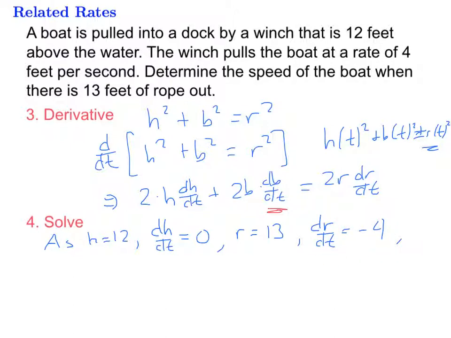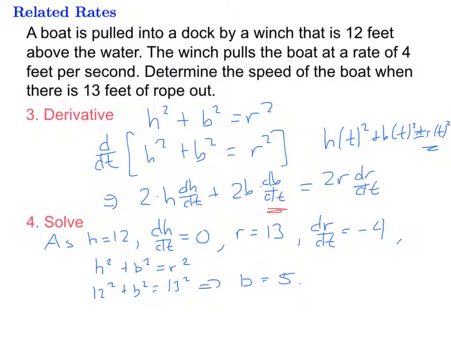The only thing is we still don't know what b is, but we're able to figure out what b is. We had the Pythagorean theorem before, and we had the equation h squared plus b squared equals r squared. So we know that 12 squared plus b squared is equal to 13 squared. And doing a little bit of solving, this tells us that b, of course, has to be 5.